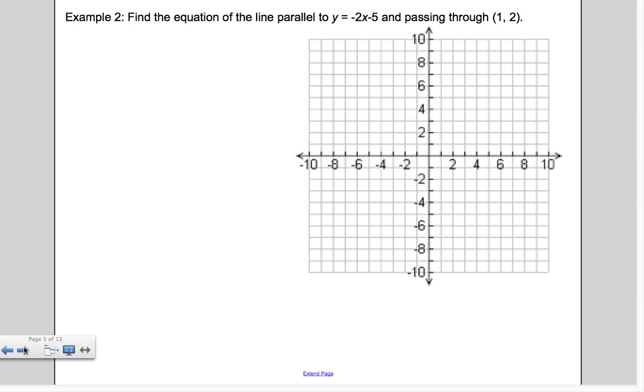We want an equation of this line, so try to picture in your head this line that's parallel to this other line and goes through 1, 2. Where can we start coming up with this equation? Where can we begin? Draw the first line. Okay, we can draw the first line. How would we draw the first line?